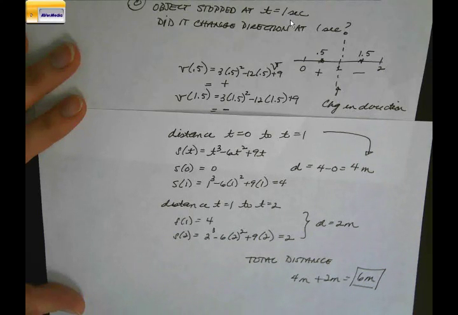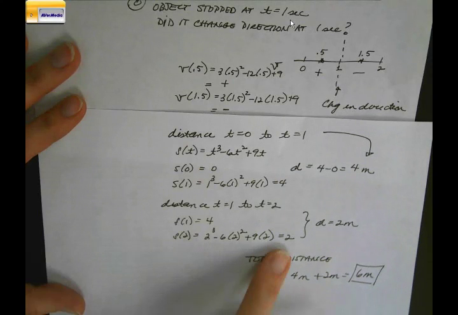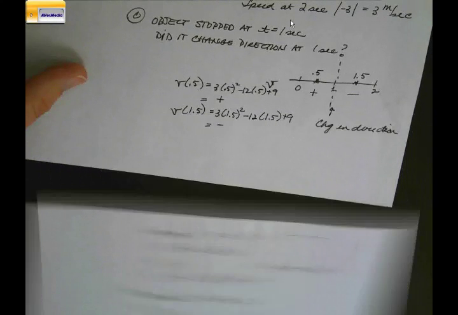Had you figured displacement, what would you have come up with? 2. Because you started at 0 and you ended at 2. So displacement was only 2 meters, but you really covered a total of 6 meters.